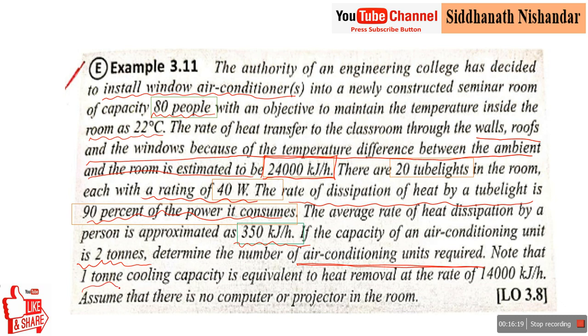Note that 1 ton of cooling capacity is equivalent to heat removed at the rate of 14,000 kilojoule per hour. So a 1 ton air conditioning system absorbs heat at around 14,000 kilojoule per hour. Assume that there is no computer or projector in the room. You have to find out the amount of heat the air conditioning must absorb: the heat rejected by the people, the heat rejected by the tube lights, and the heat entering from the ambient into the room.